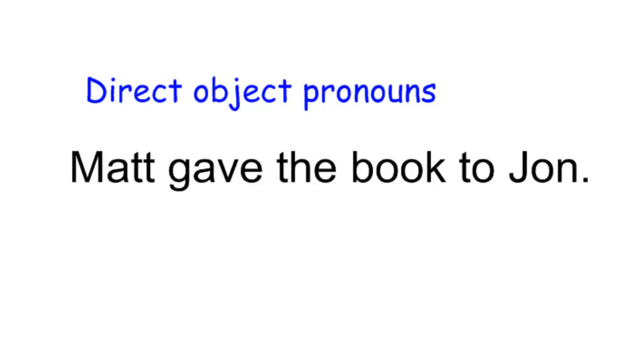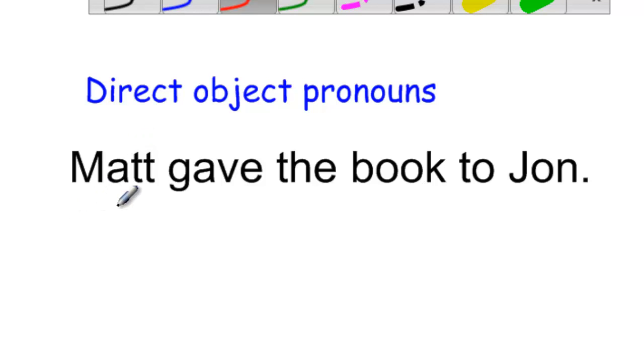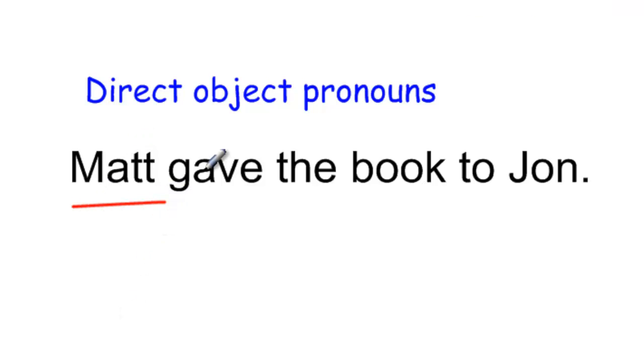Okay, we'll look at a sentence like this. Matt gave the book to John. Where is our subject? Our subject is going to be, of course, Matt. He is the one that is performing the action. He's the one conjugating the verb. Okay, here's our verb.